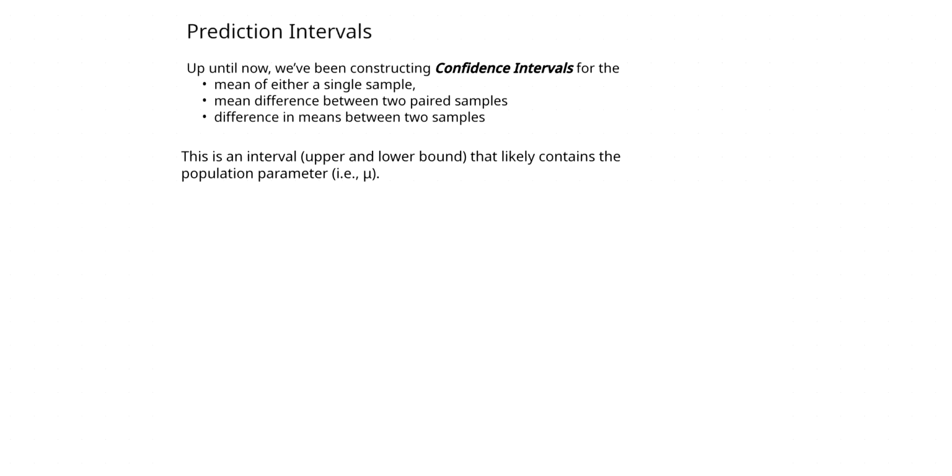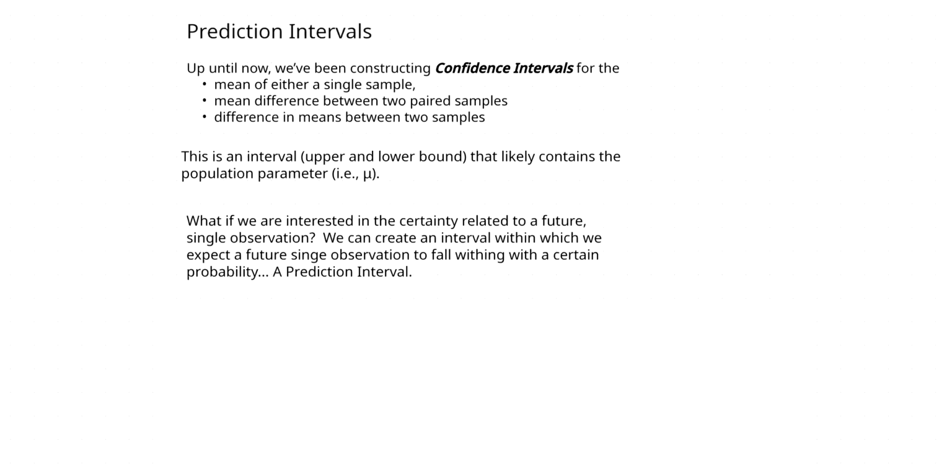All right, so a prediction interval is different. What if we're interested in understanding the certainty or probability related to a future single observation? What's the range that we expect to see that observation within, centered on the mean? So we can create an interval called a prediction interval in which we can expect a single future observation to fall within with a certain probability. So that's what we're here to do today.